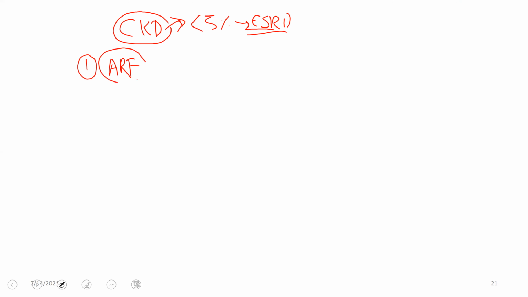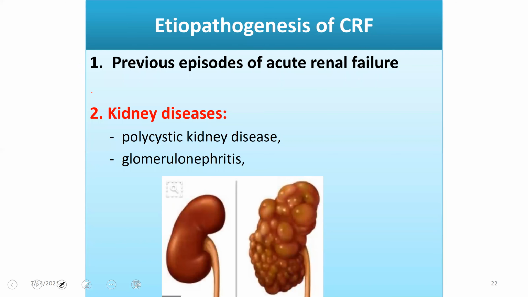So if there are chronic, persistent, repeated attacks of acute kidney failure or acute kidney injury, then this may also manifest as chronic kidney disease. Not just that, there can be damage to the kidney in the form of polycystic kidney disease and even in the form of glomerulonephritis. So, as I've already discussed, the first cause was a previous episode of acute renal failure, and this can be repeated time and again, and that will result in chronic renal failure.